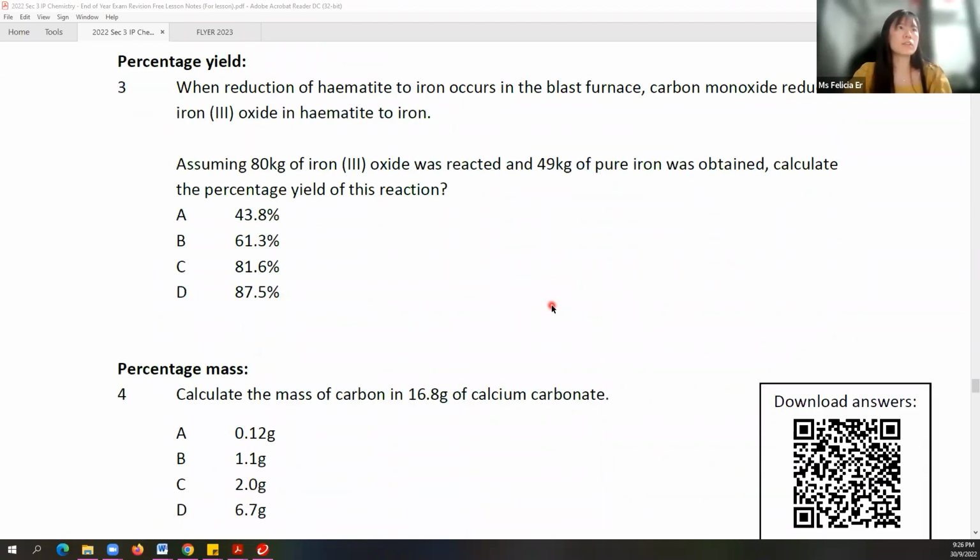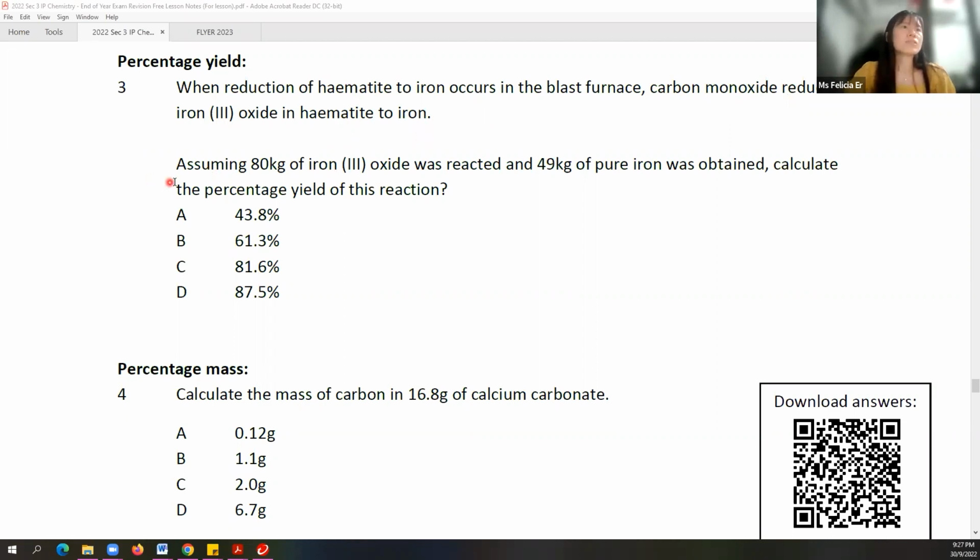Okay, let's give it a try on this kind of question, percentage yield and percentage mass. For percentage yield, you have to use the formula from the first page, but we'll do this question together. The question says, when reduction of hematite to iron occurs in the blast furnace, which is just a very hot machine, carbon monoxide reduces the iron 3 oxide in hematite to iron. Hematite here refers to the rock that you dig from the ground. Inside it will contain iron and other impurities. So if you expose this rock to carbon monoxide, the iron 3 oxide will form iron, then you can use the pure iron to make whatever products.